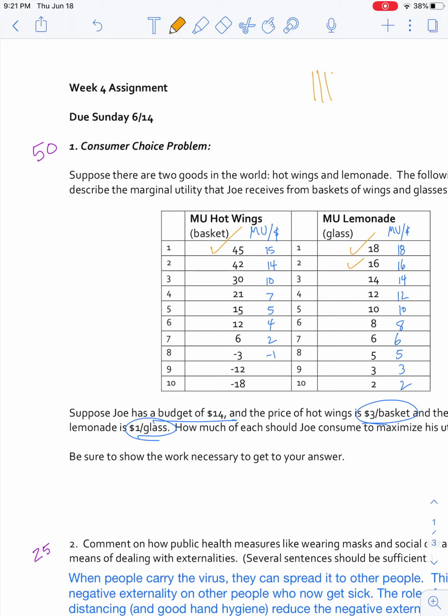He's going to buy a basket of wings. How much does that cost? Oh, $3. All right, so 1, 2, 3. We spent $5 so far. What do we do next?